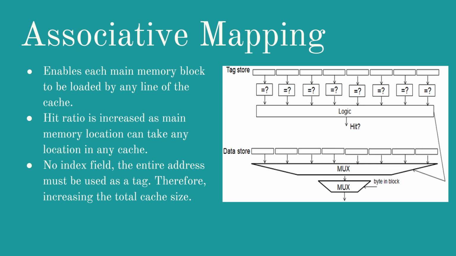Associative mapping enables each main memory block to be loaded by any line of the cache. Hit ratio is increased as main memory location can take any location in any cache. No index field. The entire address must be used as a tag, therefore increasing the total cache size.